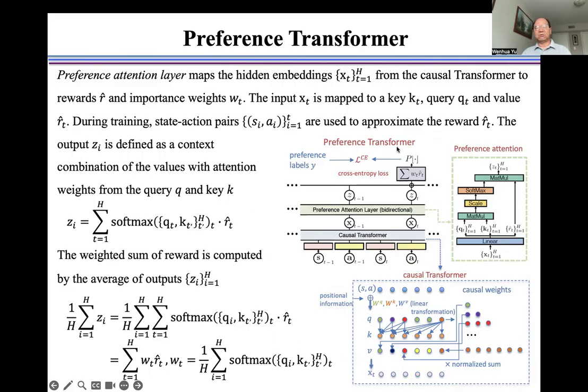This preference transformer consists of a causal transformer and a preference attention layer. Here is a detailed causal transformer structure, and this is the preference attention structure.